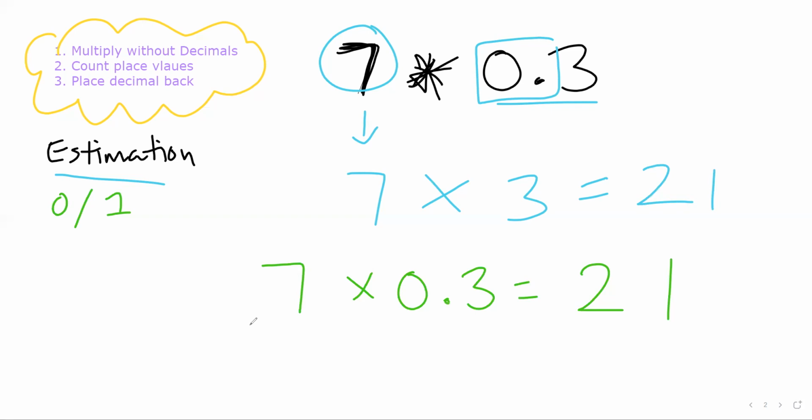And what we mean by that is that literally when we ignored our decimal, we were ignoring a place value. So when I ignore this decimal to multiply, I'm actually ignoring this place value, which means I ignored one place value, right? I ignored the tenths place. So I'm going to count that as one place value. And then I'm going to put that decimal back by going in one place value.